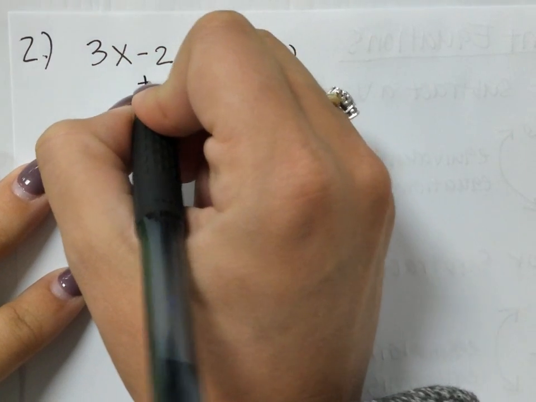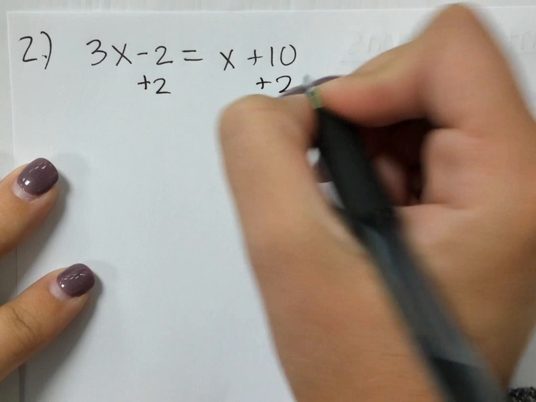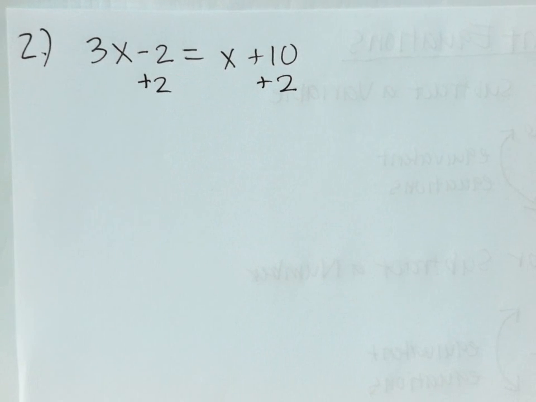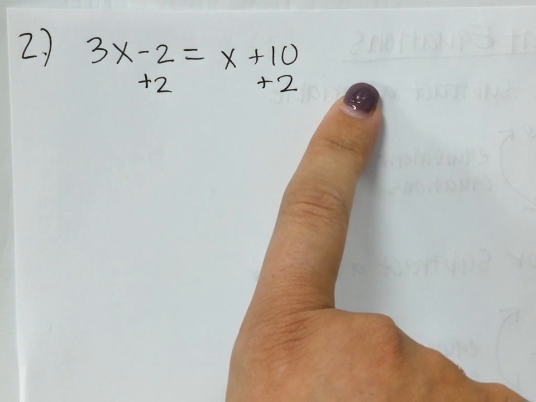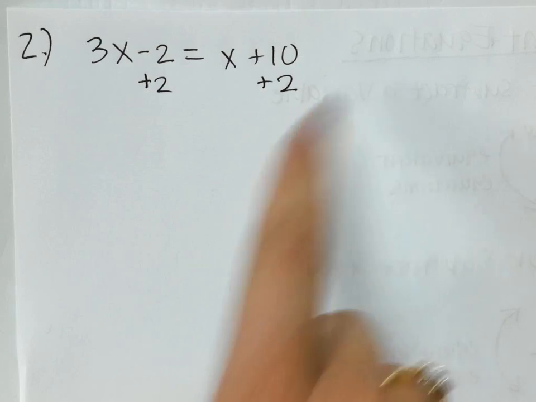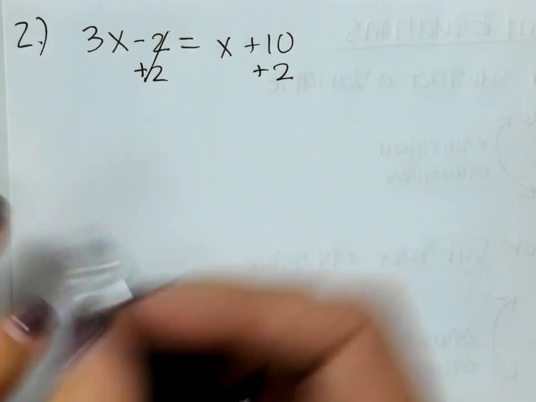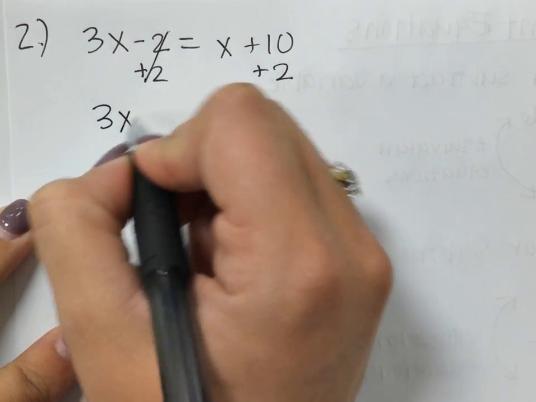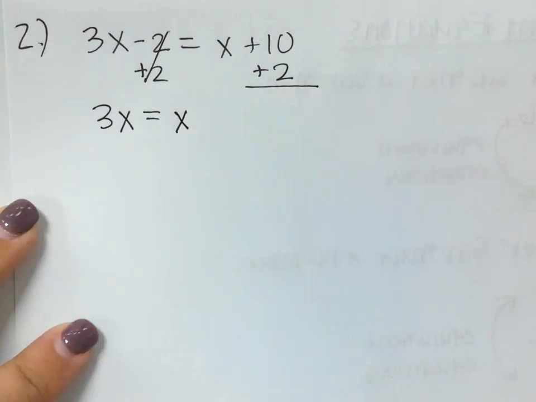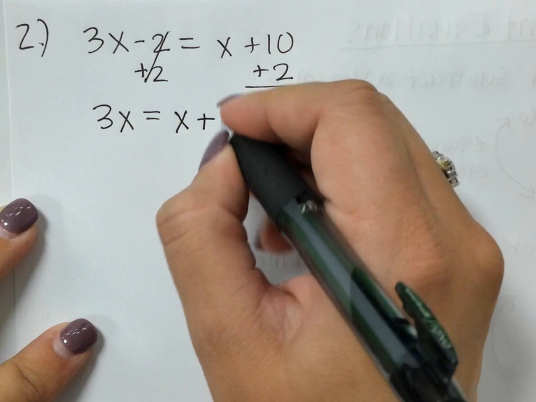So let's do that instead. You can subtract 10 from both sides. That's fine. You're still going to get the same answer. Okay? I just want you to pay attention and see which one's going to be the better option before you actually do it. Because obviously if I'm adding 2 to both sides, that's going to make my life a little bit easier. Okay? So these 2's cancel, which leaves me with 3x equals x plus what? 12.